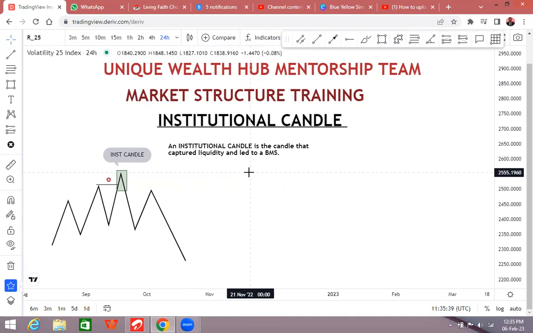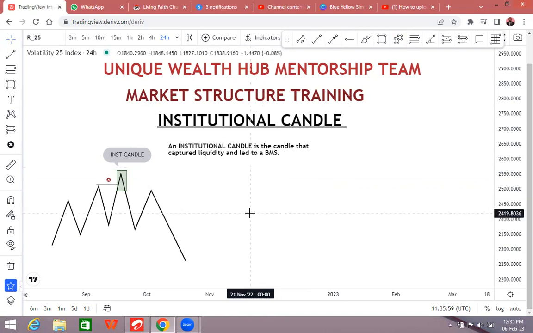Institutional candles are mitigation candles, but not all mitigation candles are institutional candles. Because we have smart money cubes that are institutional candles too, but they are not mitigation candles. So how do you want to spot this? All right, let me give you another example.